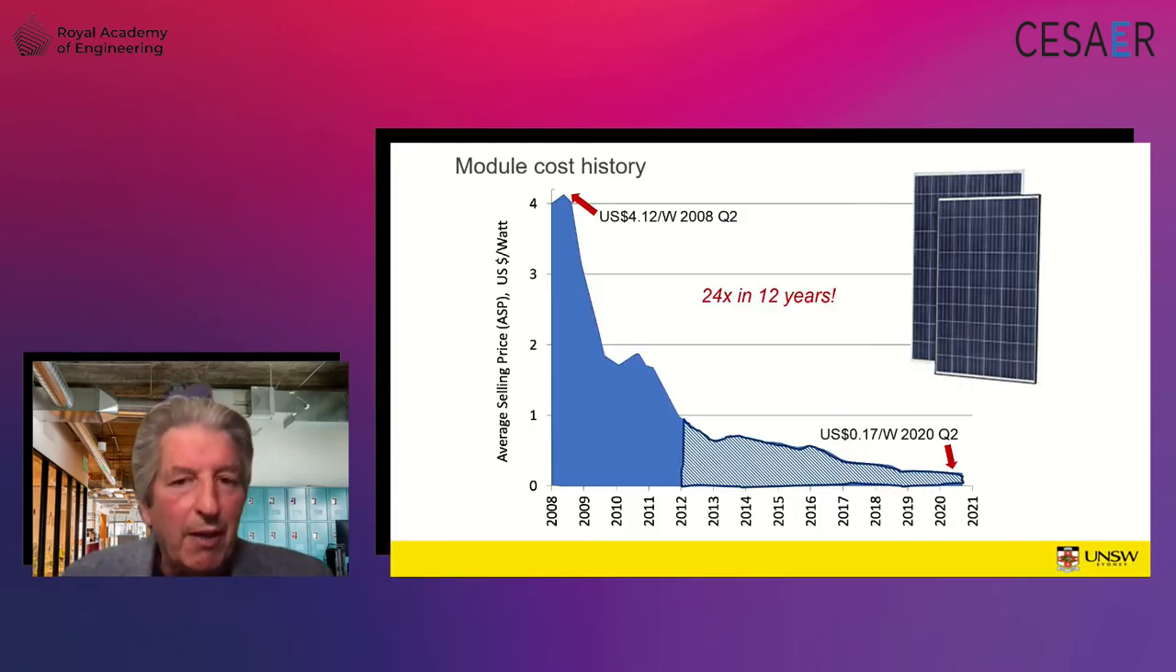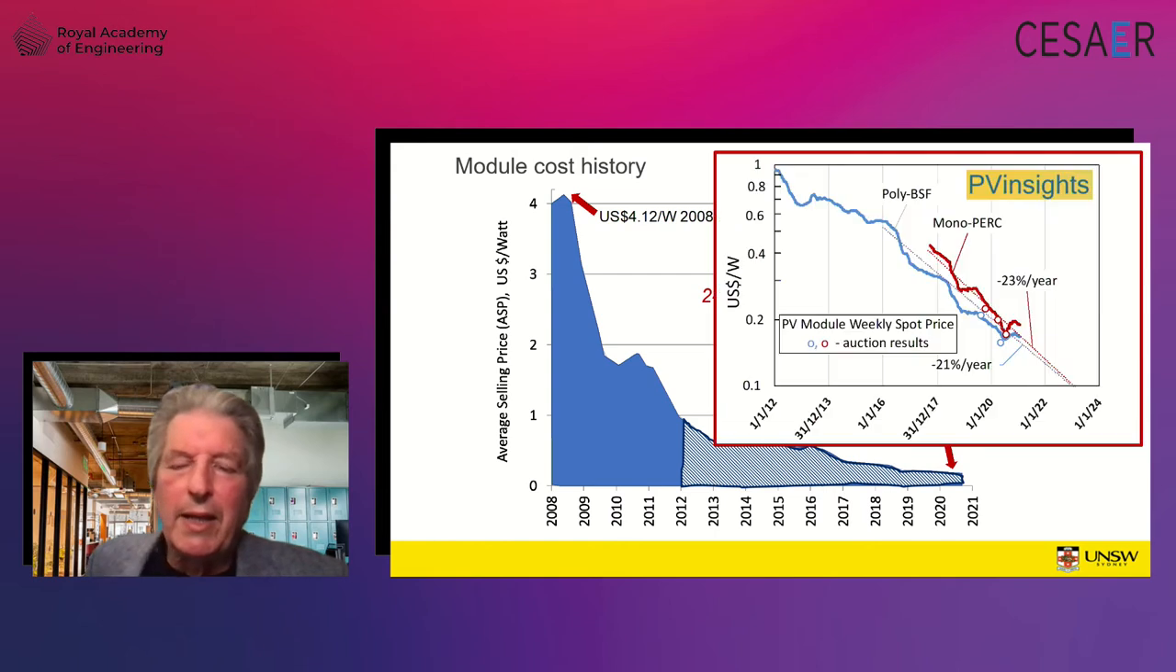The biggest thing that's happened in renewables, however, has been the cost reductions over the last decade or so, particularly with photovoltaics. This slide just shows the average wholesale selling price from 2008 onwards. This is the wholesale selling price of the modules, but it has dropped by a factor of 24 in those 12 years. So that's just a really massive decrease.